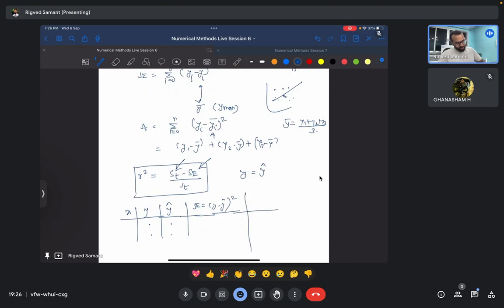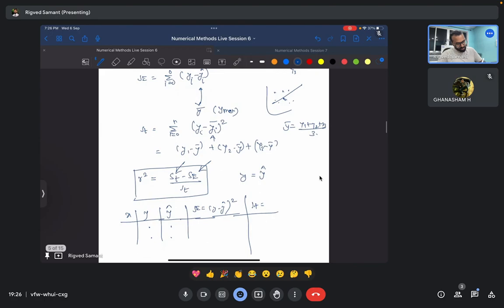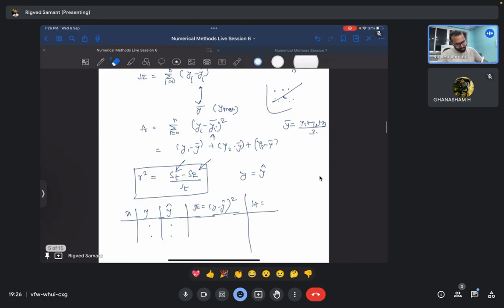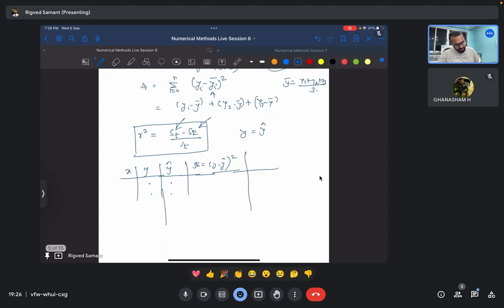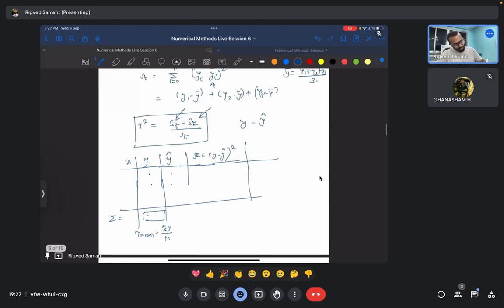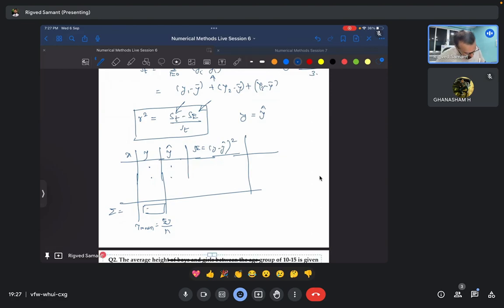And how will you find ST? Similarly, there would be one more column, Y. You don't require a column here now, because you can easily take a summation of this Y, so this would be summation Y. And what would be Y mean? Y mean would be this summation Y divided by N, your total N value, right? So if you have this summation, you can just compute it, and this is your Y mean value here.